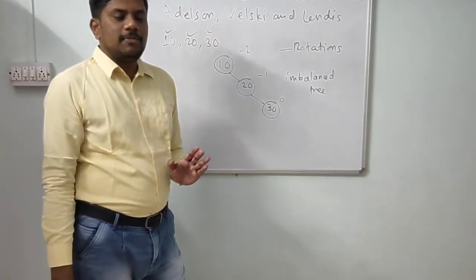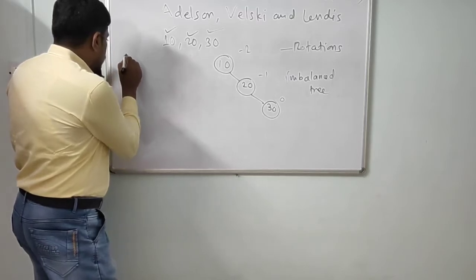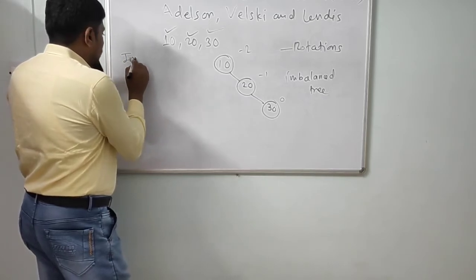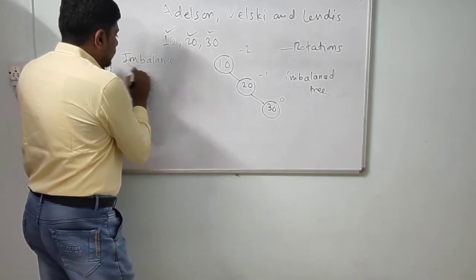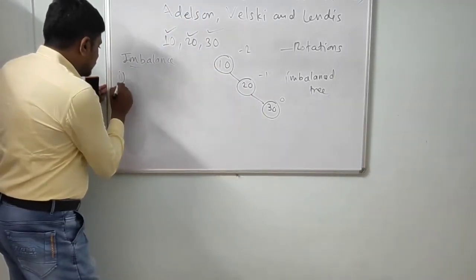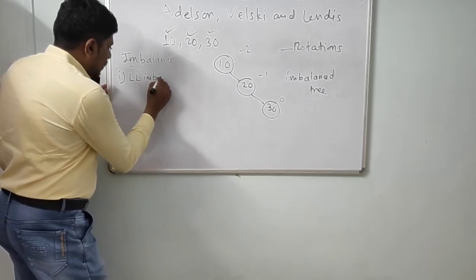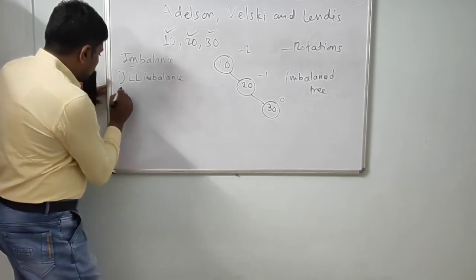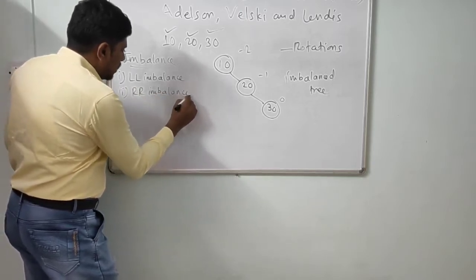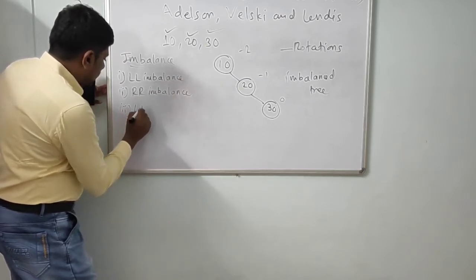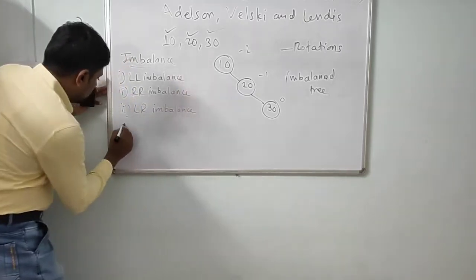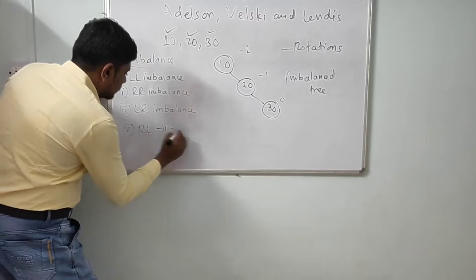There are 4 possibilities for imbalance. There are 4 situations in which imbalance can occur with your tree. The first one is LL imbalance. The second one is RR imbalance. The third one is LR imbalance. The fourth one is RL imbalance.